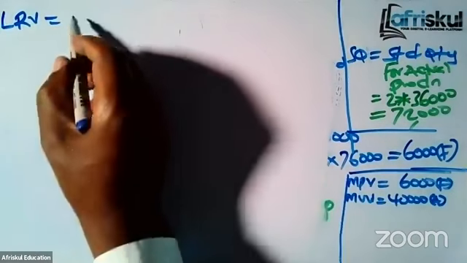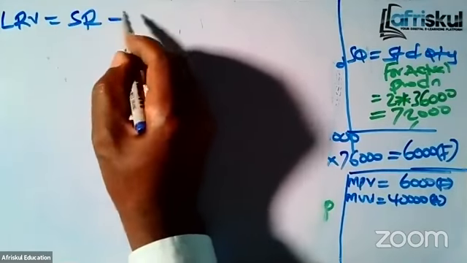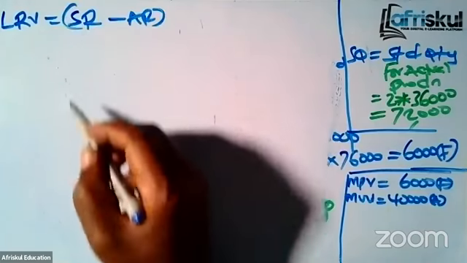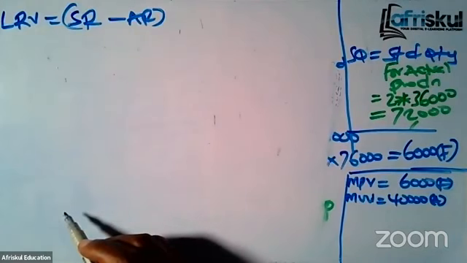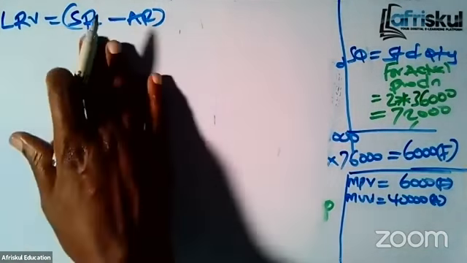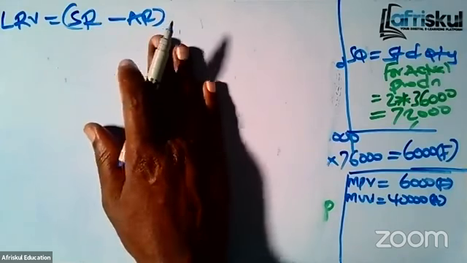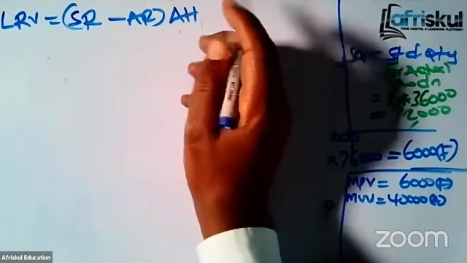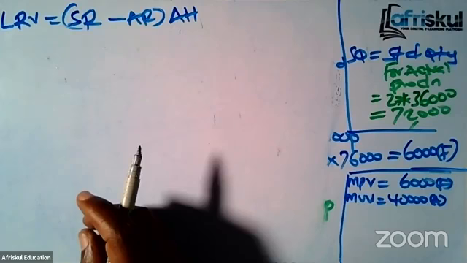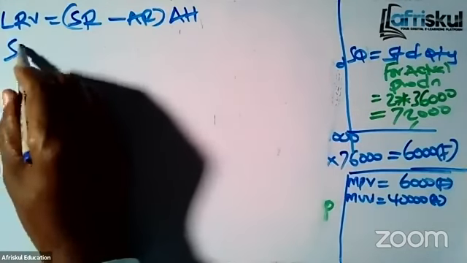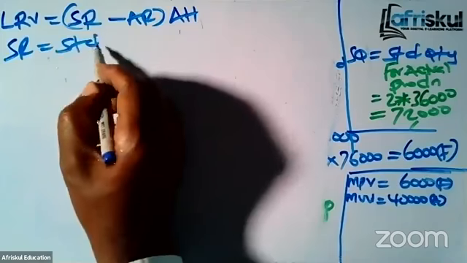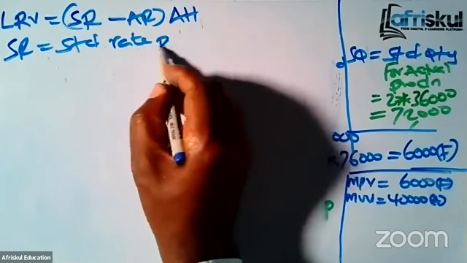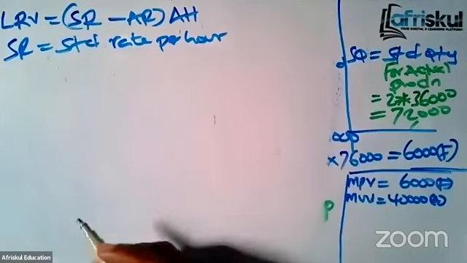Labor rate variance is the difference between two rates: standard rate minus actual rate. Remember, this will be a variance for 1 hour, so come outside and multiply with actual hours. Don't forget that this SR is the standard rate per hour.